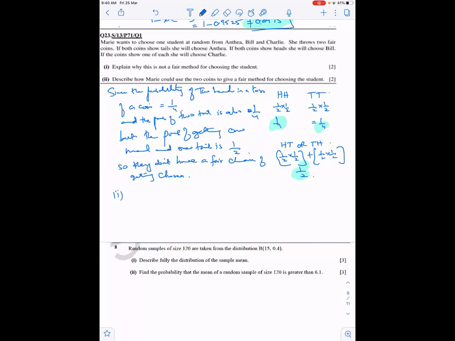Look, she has to specifically mention it for each person. She has to say for Anthea, you will get a chance if I get both heads. The other person is Bill: you will get a chance if I get both tails. The third person, Charlie: you will get a chance if I get a head first and then a tail. So specifically she has to mention equal chance for everyone, the same probability for all of them.